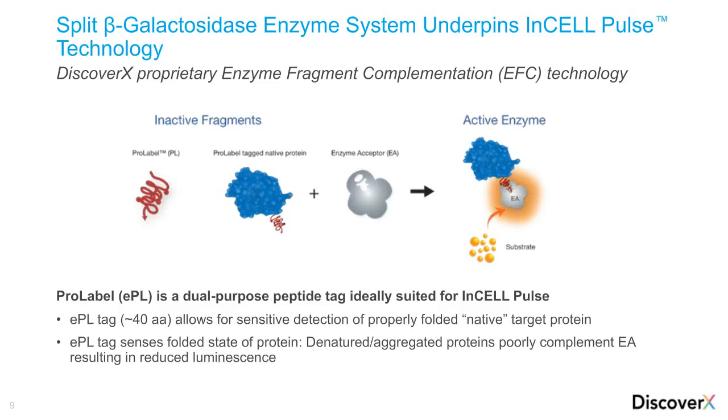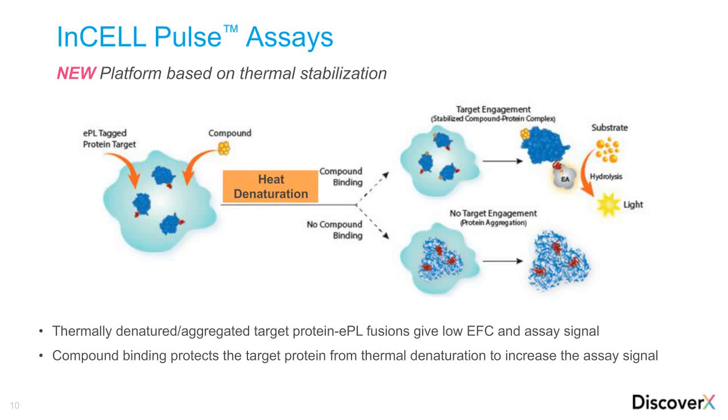And then with the addition of the enzyme acceptor, these two now can combine and form an active enzyme, and then with the presence of a substrate, which is hydrolyzed, this produces a chemiluminescent signal that is read out and gives you a nice signal on a dose-response curve. So in general, the small peptide doesn't interfere with your protein at all structurally. It's very sensitive detection for properly folded target proteins. You can think of it as like a biochemical tag that senses the folding state of the protein. So for instance, if the protein is denatured or aggregates in any way due to temperature, in our case, this causes poor complementation. They don't bind together, and the readout is reduced or decreased chemiluminescence.